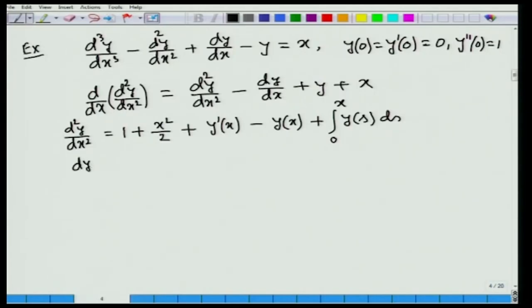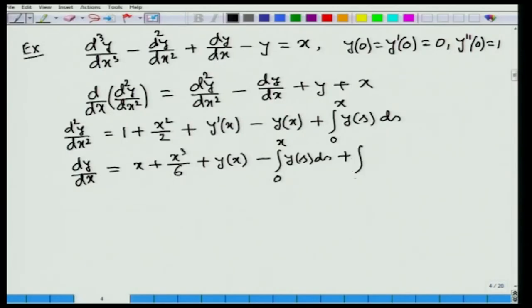Okay. Again, you can write the left hand side in terms of d dx of dy dx, and again after integration you can find from here dy dx is equal to, no constant term will be adjusted either on the left or the right, because dy dx at x equal to 0 equal to 0. So, this is equal to x plus x cube by 6 plus integral of y dot x, that is equal to y x minus 0 minus integral 0 to x y s d s, and this will be changed to integral 0 to x, integral 0 to s1, y s ds ds1.